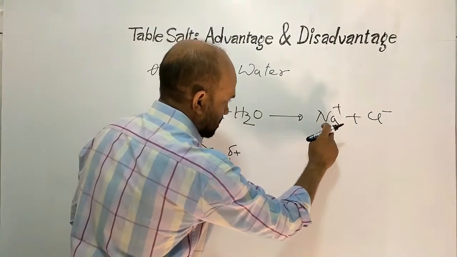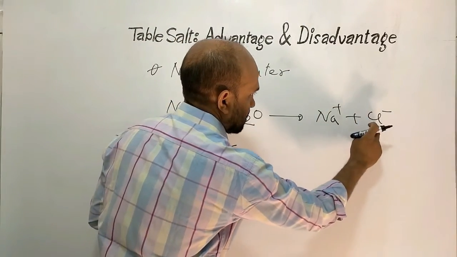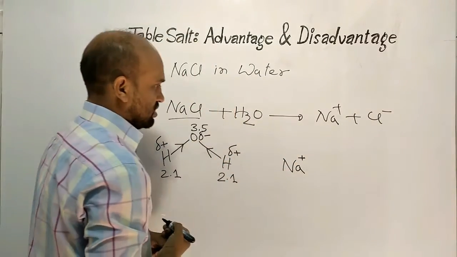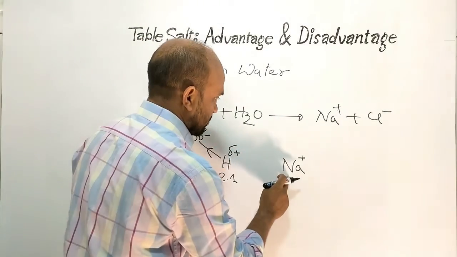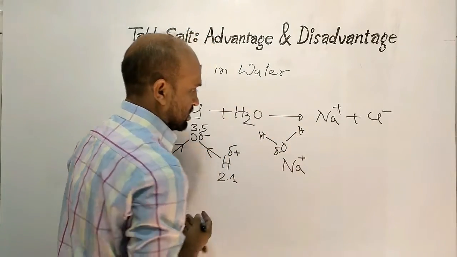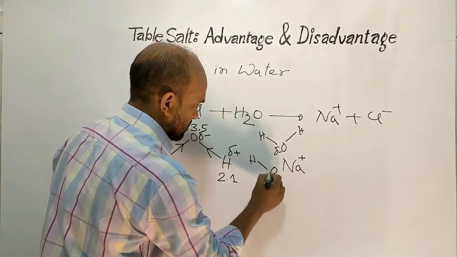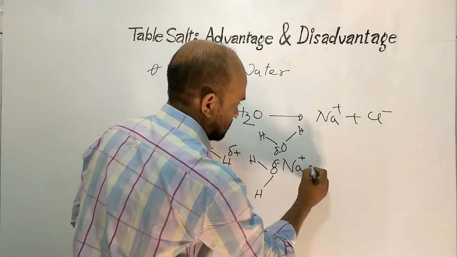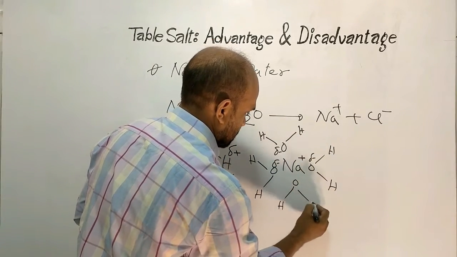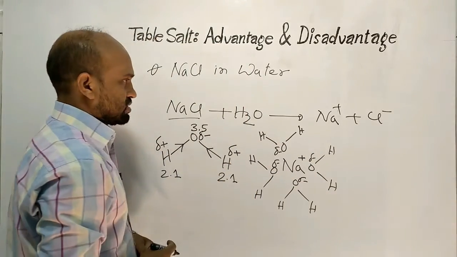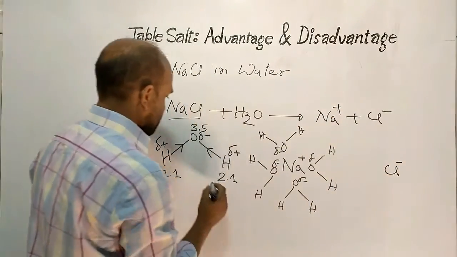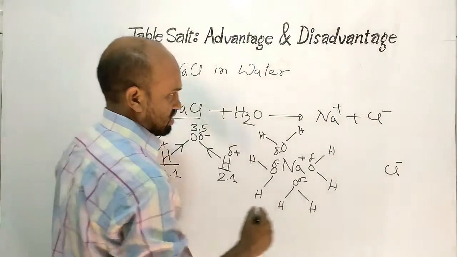Now let's see what about sodium ion and chloride ion. Sodium ion in water is surrounded by water molecules with its negatively charged oxygen in this way. Similarly, chloride ion is surrounded by positive end of water in this way.